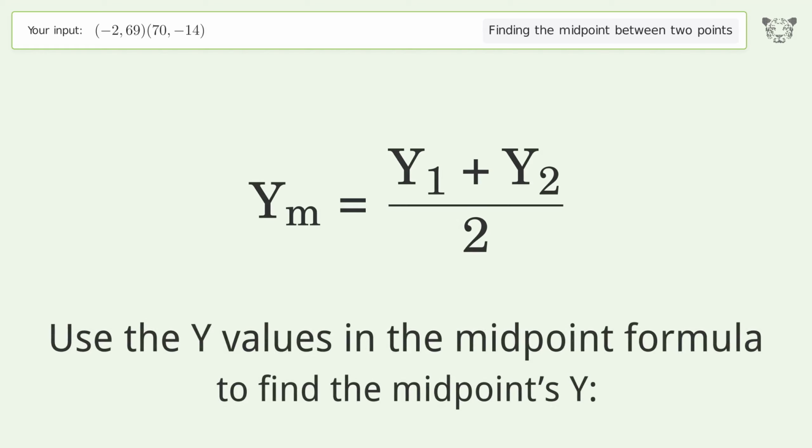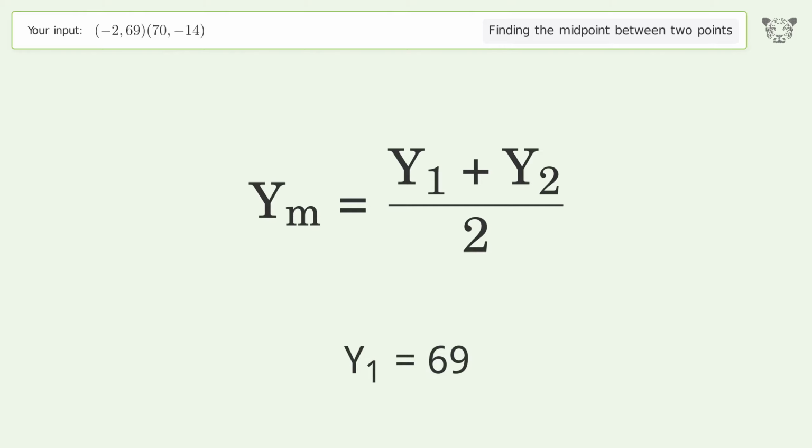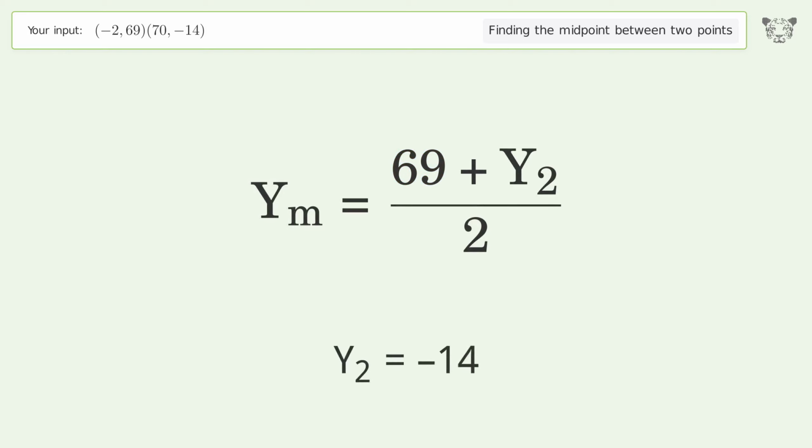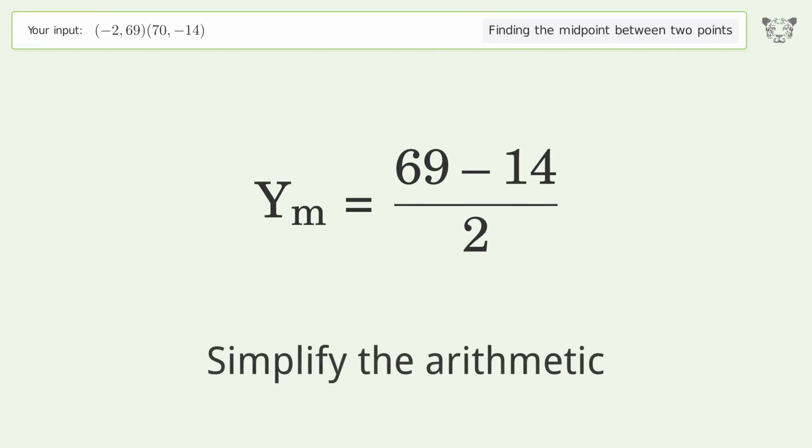Use the y values in the midpoint formula to find the midpoint's y. y1 equals 69. y2 equals -14. Simplify the arithmetic.